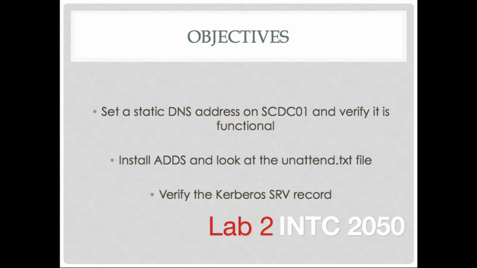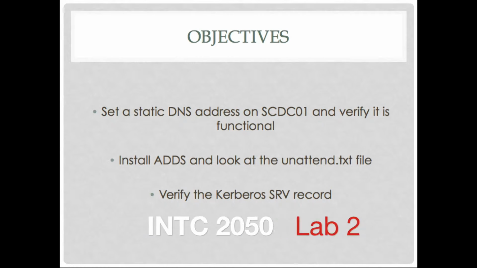In this video, I will be demonstrating how to set a static DNS on Server Core Domain Controller 1 and verify its functionality. Then we're going to install Active Directory Domain Services and look at the unattend file that we're required to use. And last, we're going to verify the Kerberos SRV record.